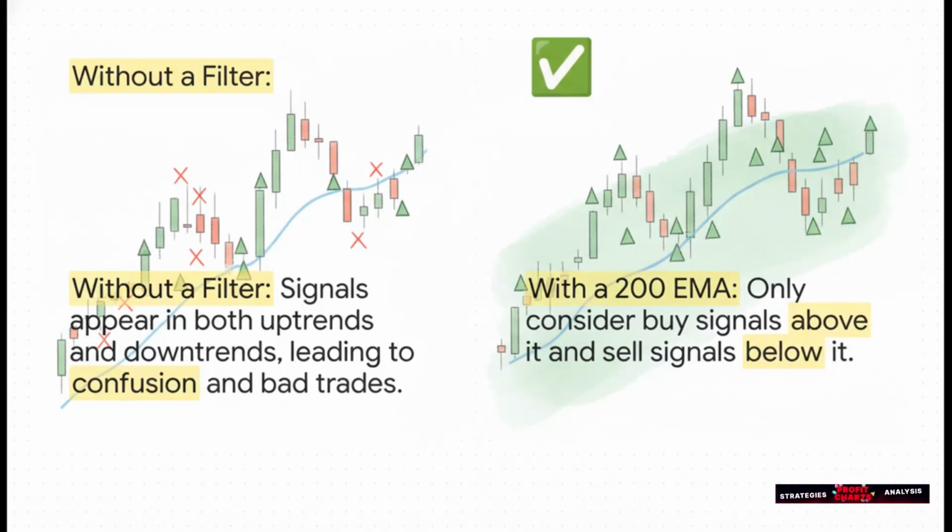Okay, so how do we do this in the real world? A really powerful and simple way is to use a trend filter. A great one is the 200-period exponential moving average, or EMA. The logic is dead simple. If the price is trading above that long-term average line, we say the market is broadly bullish. So we only care about green Supertrend signals. And if the price is below the 200 EMA, we only pay attention to the red signals. Just by doing this one thing, you've probably filtered out half of your potential losing trades.